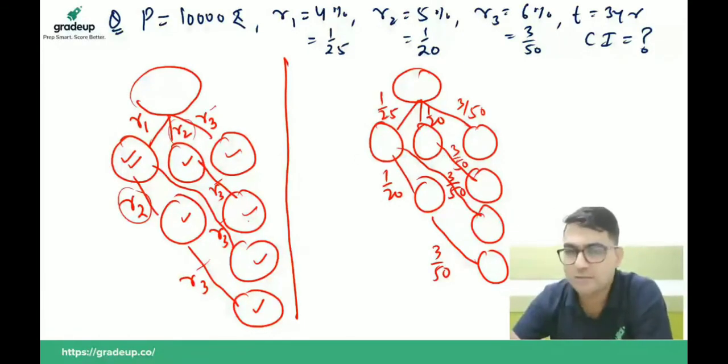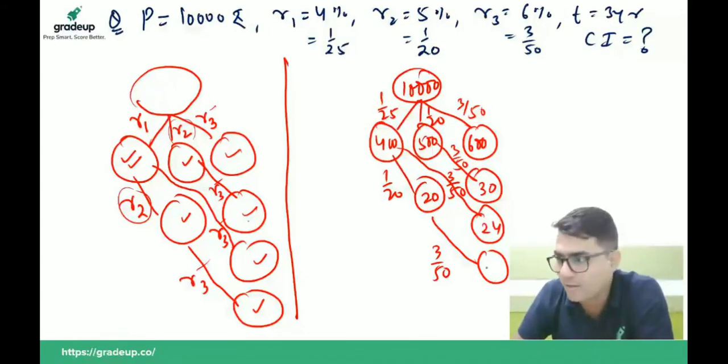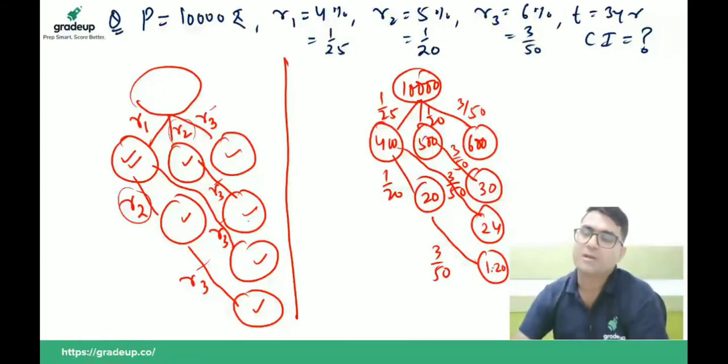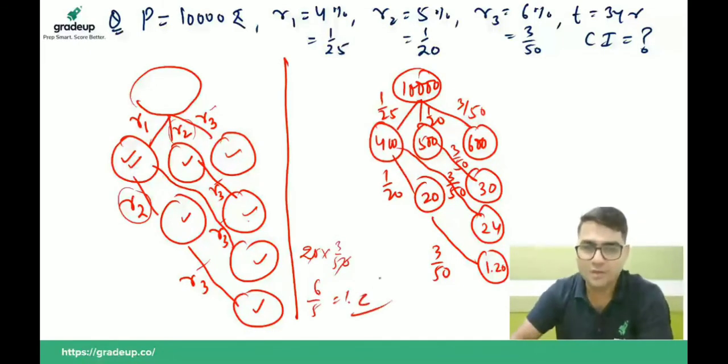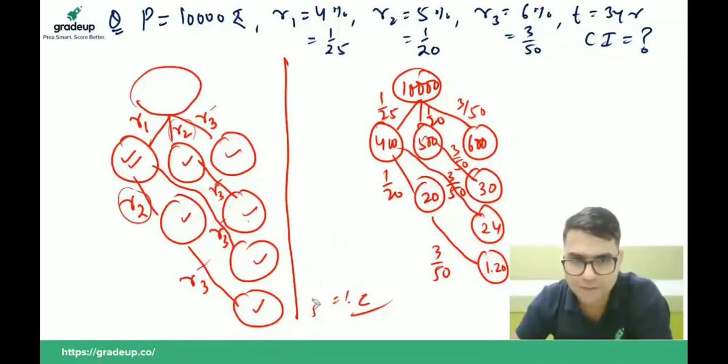All right, guys. So this is the 10,000 we have been given. Now this will be 400, 500, 600. This will be 20. Now this will be 30. This will be 24. And this will be 1.20. Whenever you find 20 times 3 by 50, you will have 6 by 5, that is 1.2.